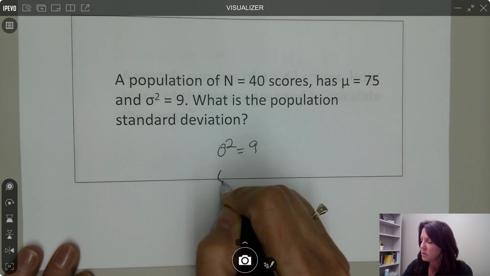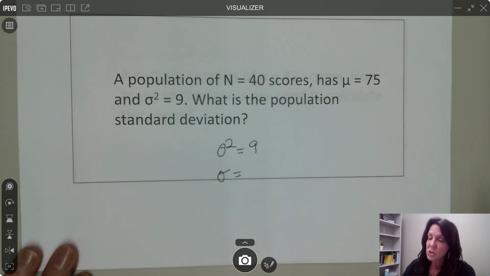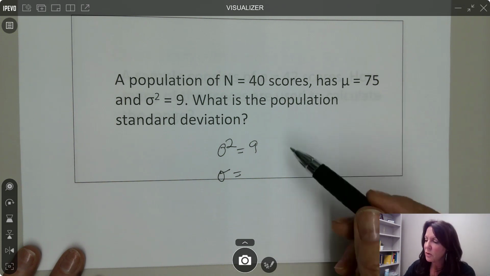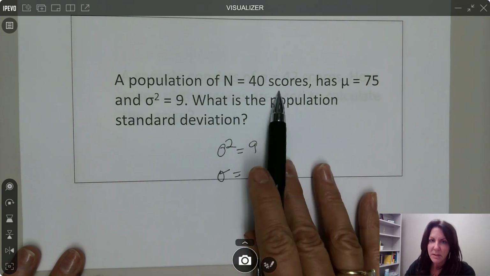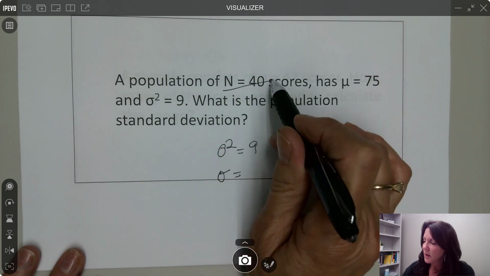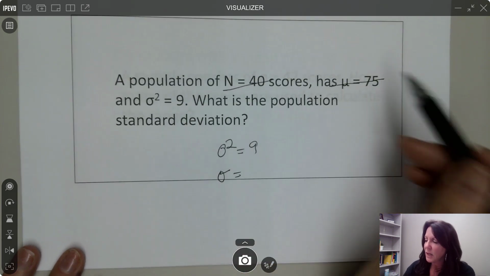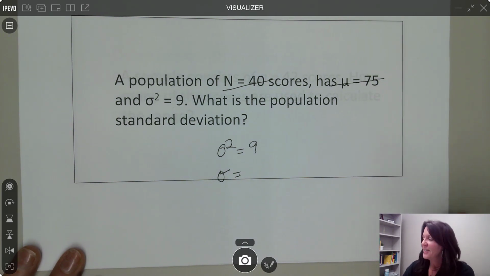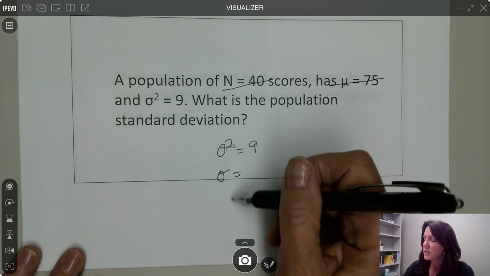We don't know the standard deviation, but we know the relationship between variance and standard deviation. First of all, I'm also going to show you that you can have problems like this, but you can kind of cross out the things that you don't need. You don't need to know those things to answer this question. Sometimes they're there just to see if you really know this relationship between variance and standard deviation.